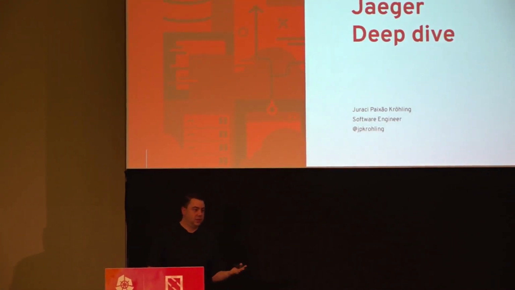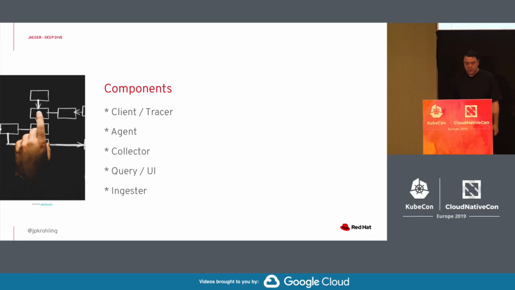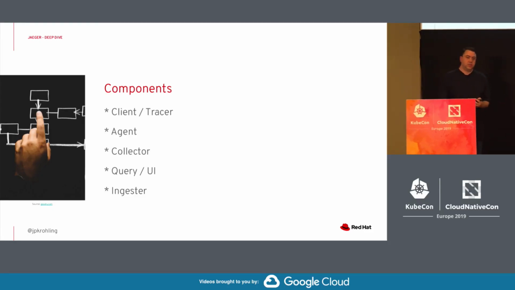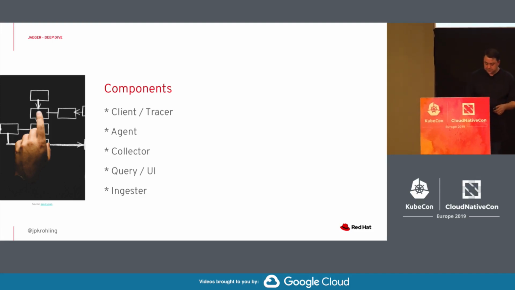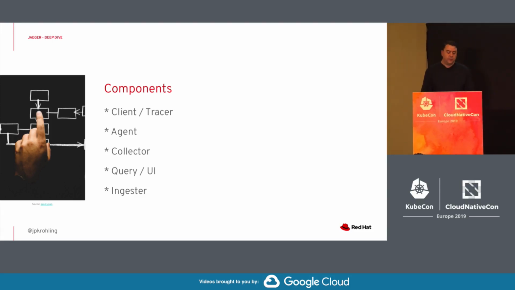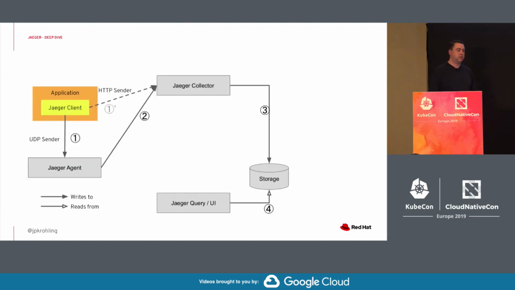I'm Juraci Paixão Kröhling. I'm a software engineer at Red Hat, but I'm here today as a maintainer on the Jaeger project. For the majority of you who were here during the intro session, you've seen a slide just like this before, where I listed all the components that are part of Jaeger. But I'm personally very bad when I see these kinds of lists and I don't see how things move. So I tried to come up with a flow diagram.